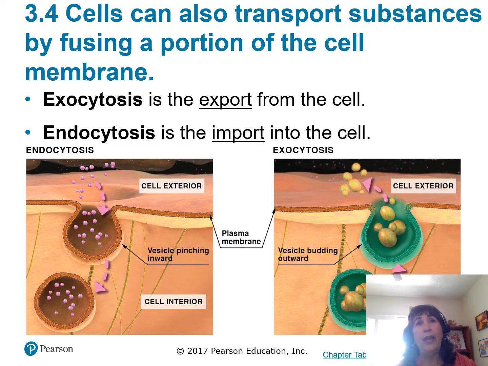So here we have endocytosis and exocytosis. Exo means going out. Endo means going in. So cyte means cell. So in exocytosis, things are leaving the cell. In endocytosis, things are being imported into the cell.